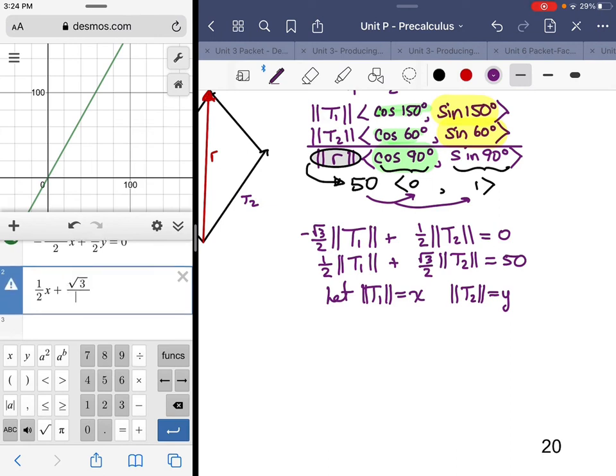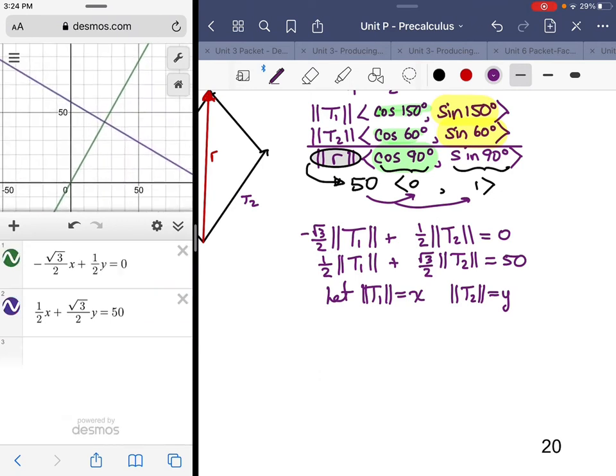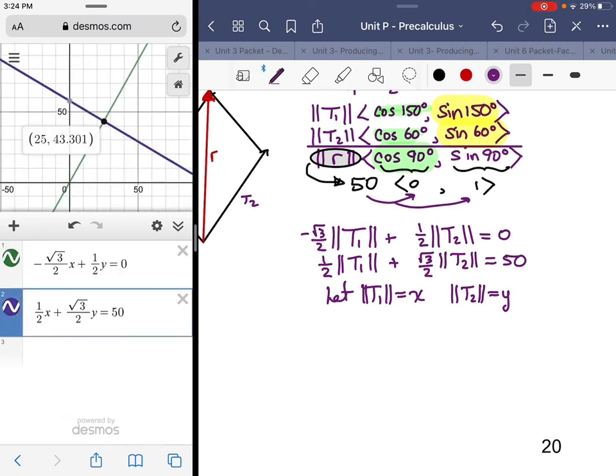Then we're also looking at 1/2 x plus the square root of 3 over 2 y. That's going to be equal to 50. All right. So what we're looking for here is the intersection. So tap on it one time to indicate that there is a point of intersection. Tap on it the second time so it indicates what that intersection is.